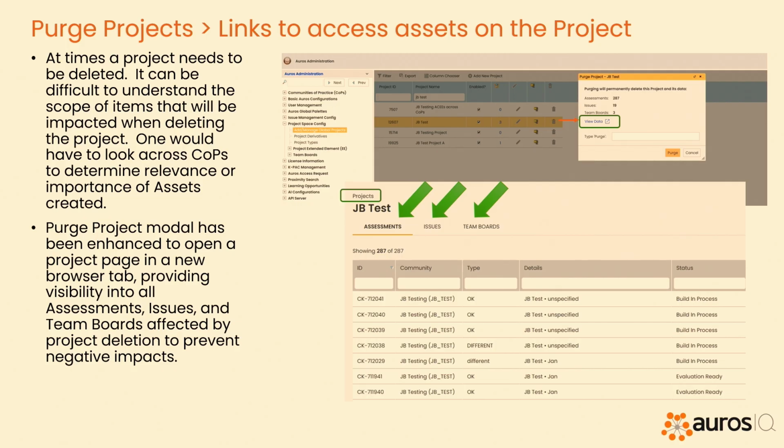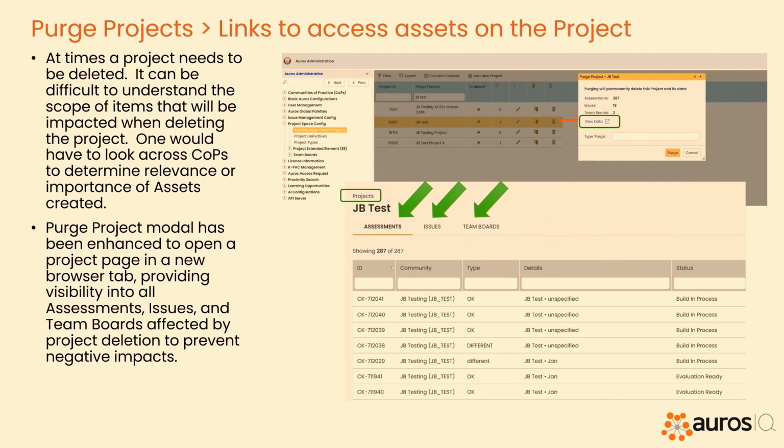In the past, when you go to purge a project, you go to delete it, we tell you, hey, you've got this many assessments, you have this many issues, you have this many team boards, which is nice, but there wasn't a way to see what they were. So we added a link to be able to view that data so you can make sure that you're not deleting something that you actually may need later on.